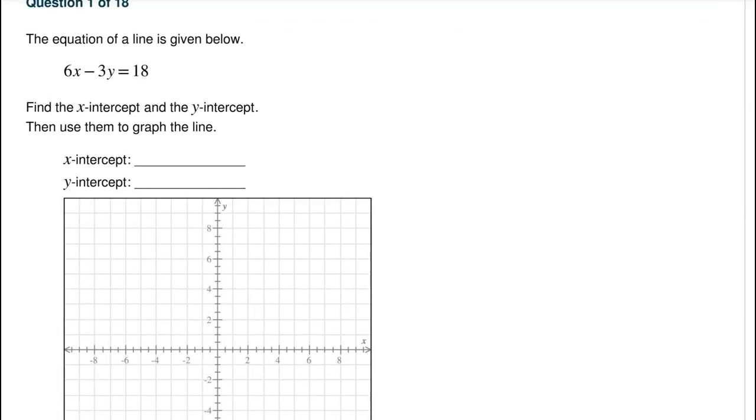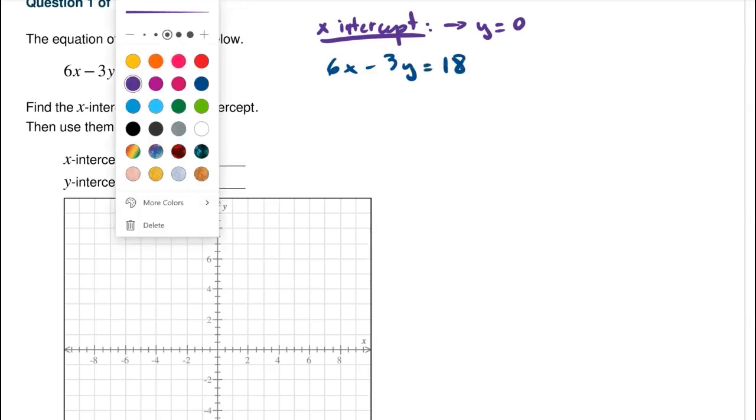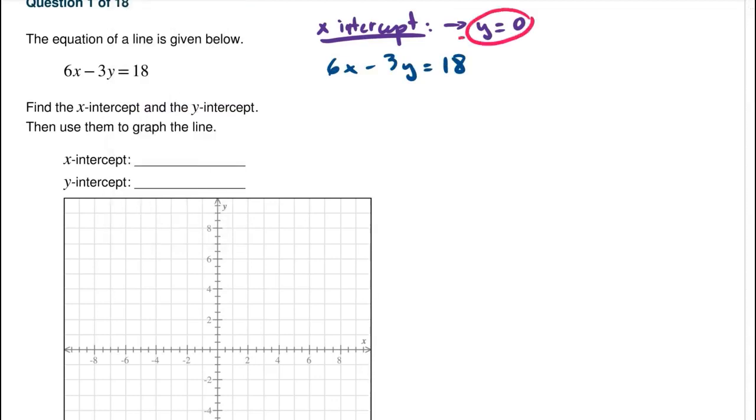So the x-intercept is where the line crosses the x-axis and the y-intercept is where it crosses the y-axis. To solve for the x-intercept, we set y equal to 0. Again, any point on the x-axis always has y equal to 0. So the equation is 6x minus 3y equal to 18, and we say that y is 0. So that will mean 6x minus 3 times 0 equal to 18.